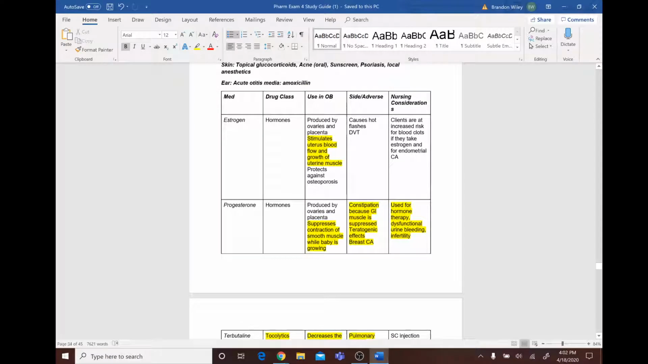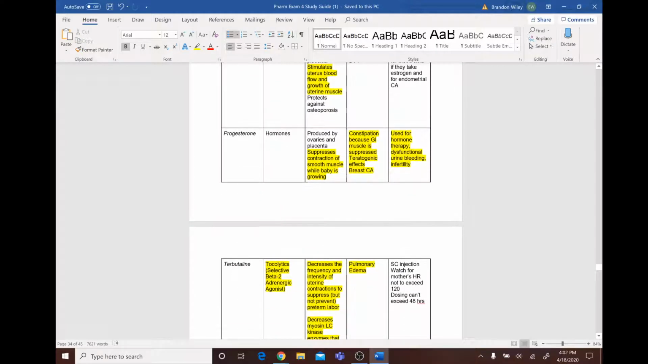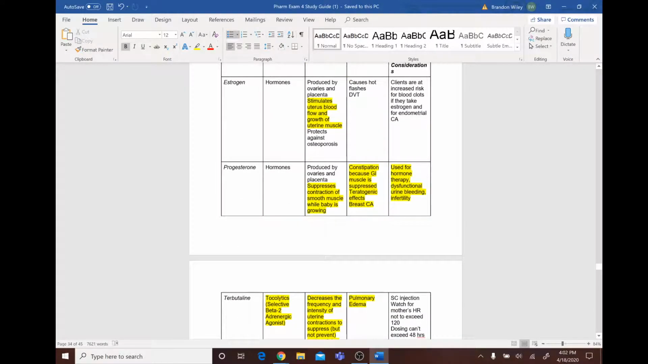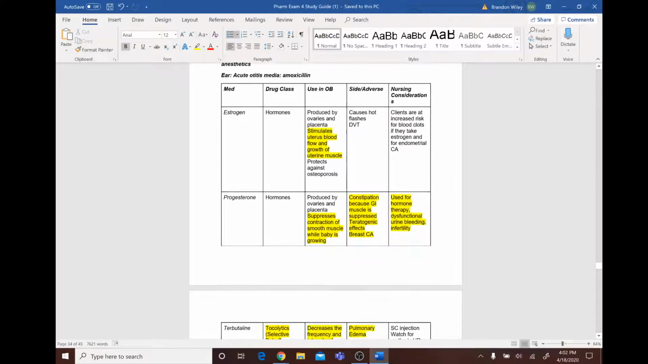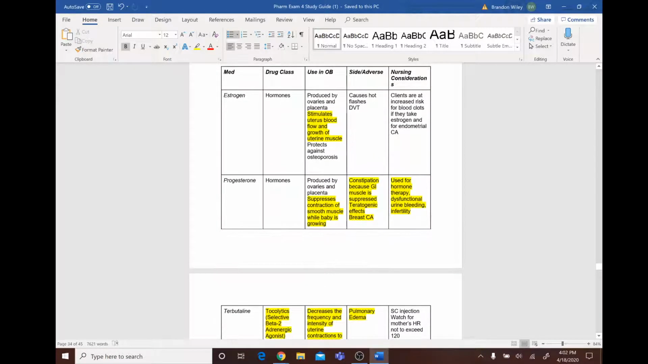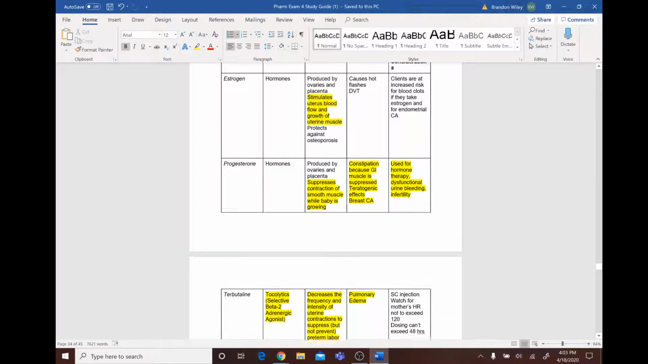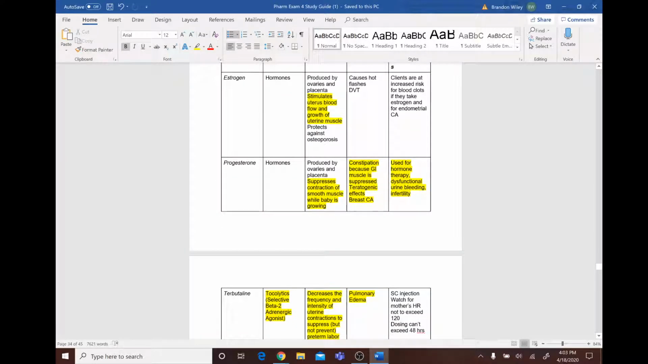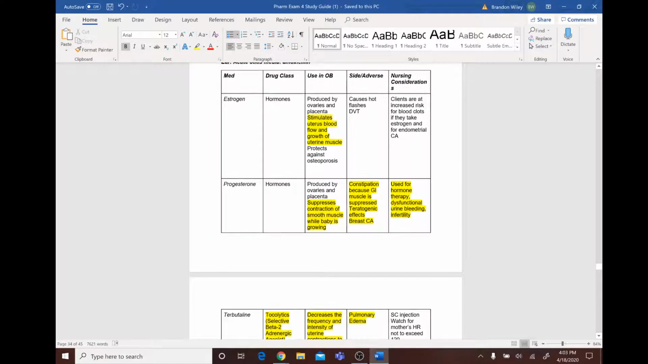Alright, what is the mechanism of action of estrogen? Stimulate uterus blood flow and growth of uterine muscles. What is the mechanism of action of progesterone? Suppression, contraction of smooth muscle while baby is growing. What are the side effects of progesterone? Constipation, teratogenic effects, and breast cancer. What is progesterone used for? Hormone therapy, dysfunctional uterine bleeding, and infertility.